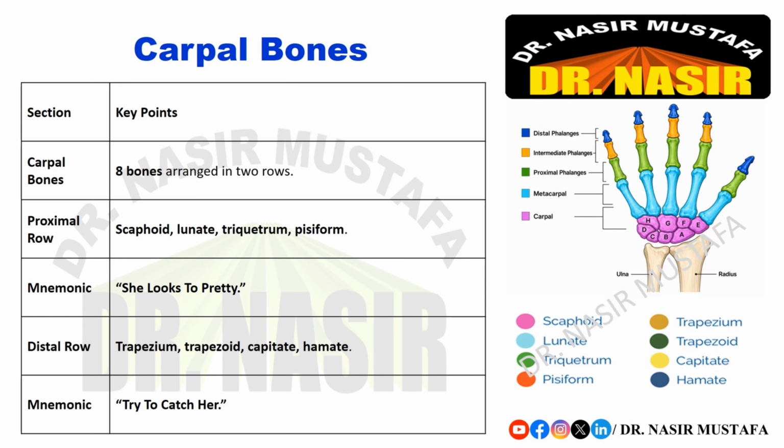Metacarpals and phalanges. Distal to the carpal bones are the 5 metacarpals, which form the framework of the palm. Beyond the metacarpals are the phalanges, which form the fingers. The thumb has 2 phalanges, proximal and distal. The other 4 digits have 3 phalanges each: proximal, middle, and distal.